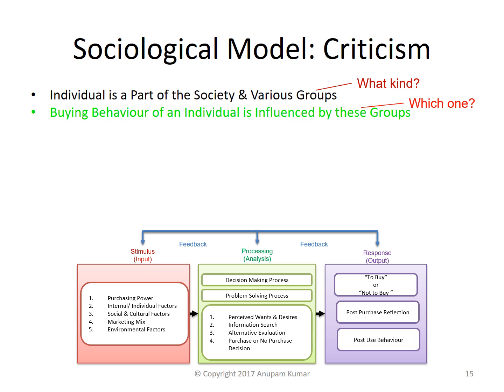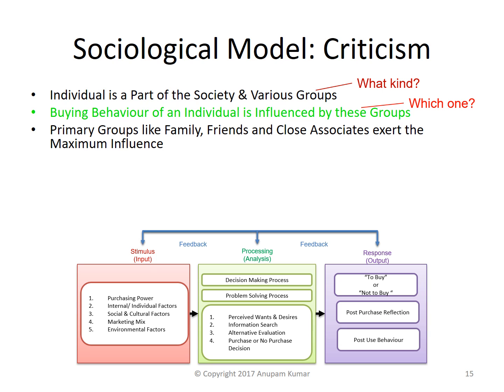Though in the next assumption it states that the primary groups like family, friends and close associates exert the maximum influence, it has not been proved within these three, family, friends and close associates, who would have the maximum influence. And in absence of such information, this model actually does not suffice its purpose.